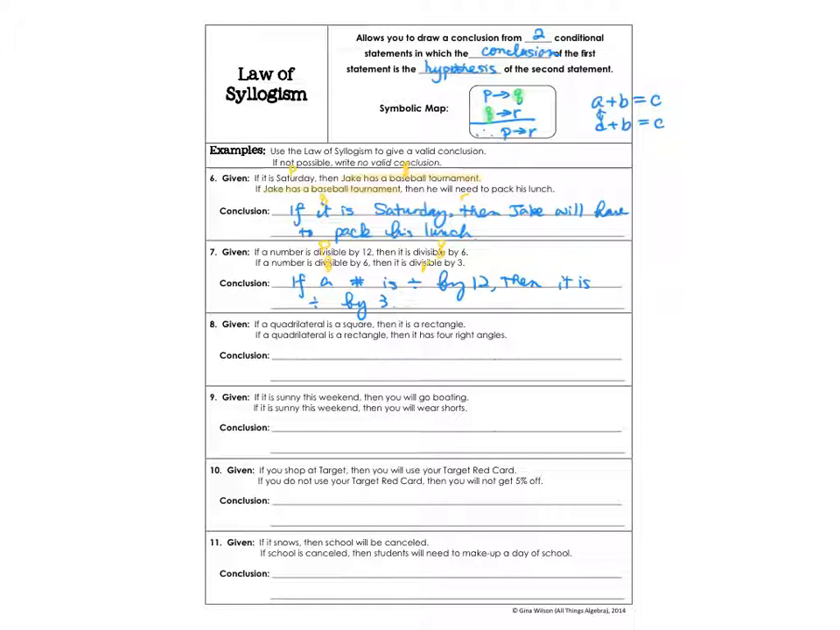Number 8, if a quadrilateral is a square, then it's a rectangle. So if P, then Q. If a quadrilateral is a rectangle, so Q, then R. So same pattern. If a quadrilateral is a square, then that's my P. So my R is, it has 4 right angles.